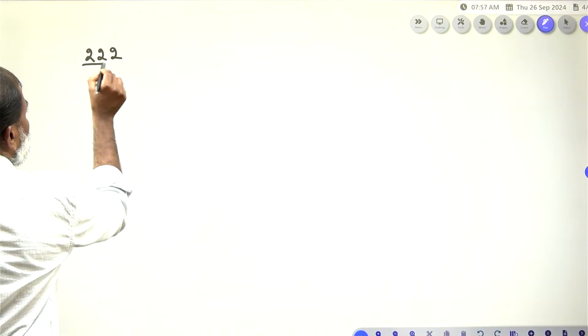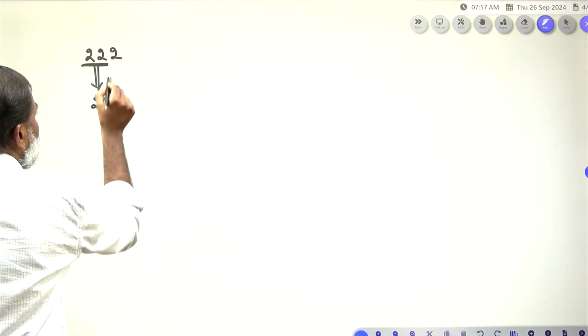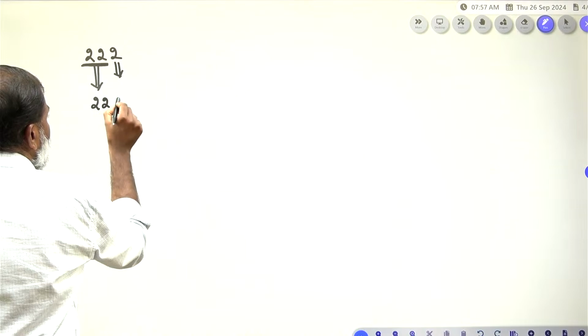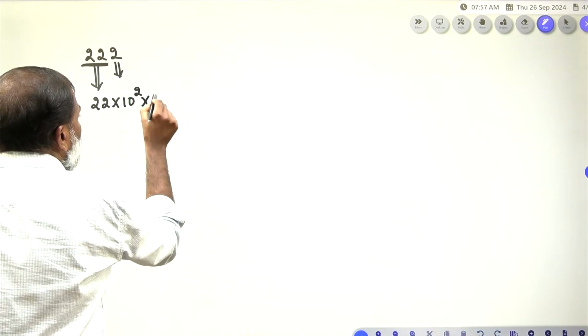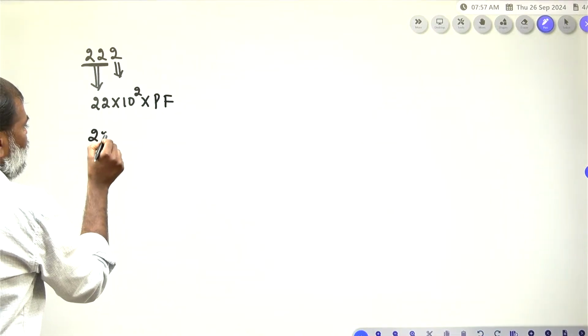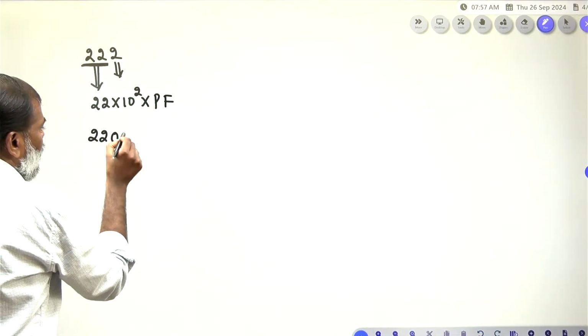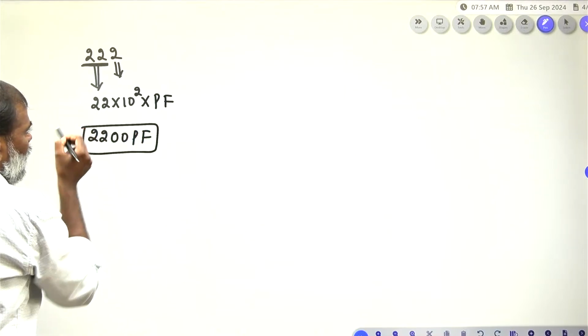First, how do we write it? The first two numbers you take as digits. The last number you consider as a multiplier, 10 to the power of 2. You multiply with picofarad, correct? So 22 into 100 is 2200 picofarad. In terms of pico, this is 2200 picofarad.